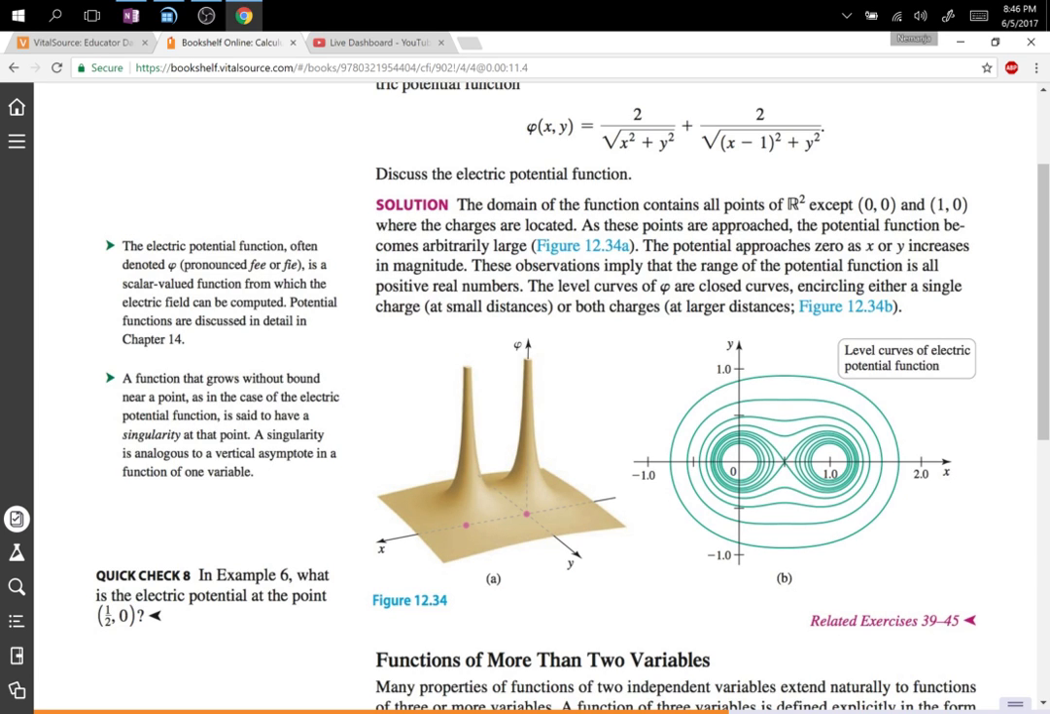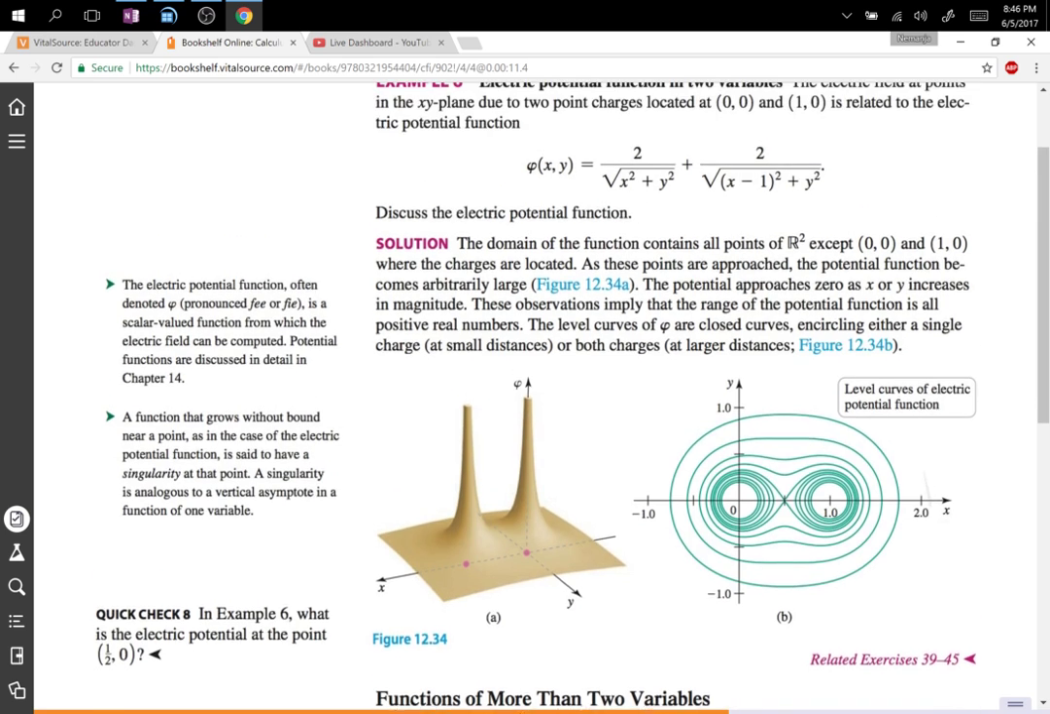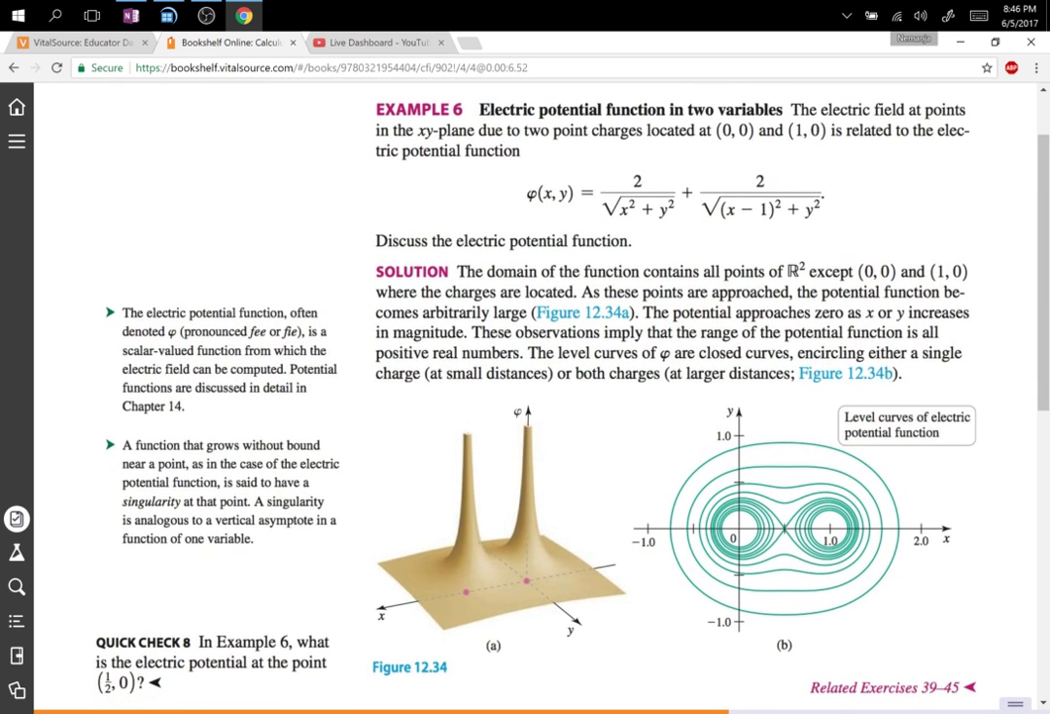So how about that? Electric potential function in 2 variables. Where are my electrical engineers? Yeah, they're like, we need to know this? Yeah, give it like 3 months, you will. This is how electrical engineering looks like. 78% mathematics, and then you have another 22% of math after that. That's electrical engineering.